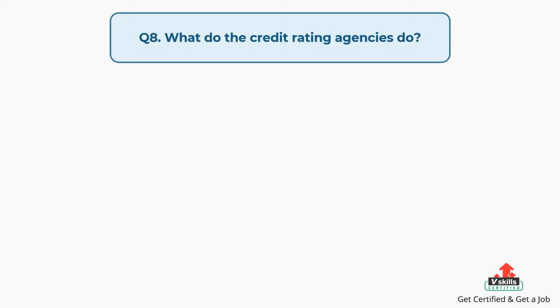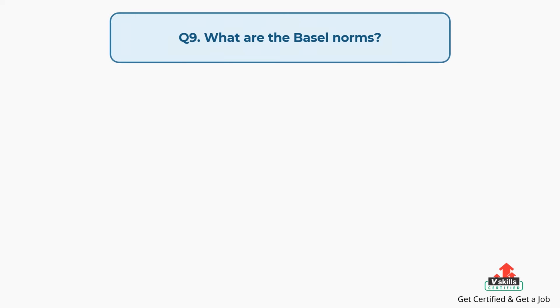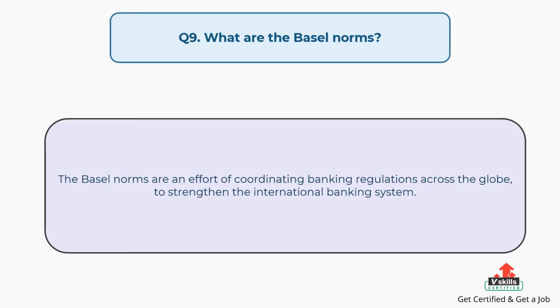Question number 8. What do the credit rating agencies do? The answer is rating agencies help in providing trust and confidence in financial markets by rating borrowers on their creditworthiness of outstanding debt obligations. Question number 9. What are the Basel norms? The answer is, the Basel norms are an effort of coordinating banking regulations across the globe, to strengthen the international banking system.